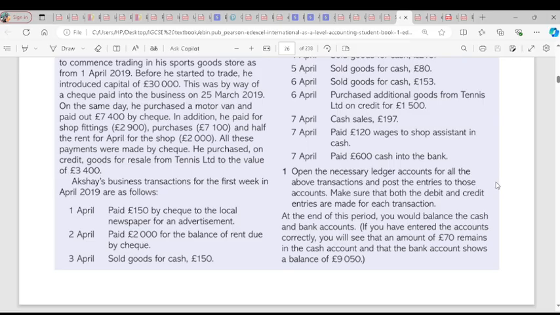So we have a purchase on credit of goods for resale from Tennis Limited to the value of 3,400. So our purchases account will also have Tennis Limited. We purchase goods from the Tennis account, so you're going to debit the purchases account and credit the Tennis account. You debit the receiver, you credit the giver. Who is the giver here? Tennis Limited.